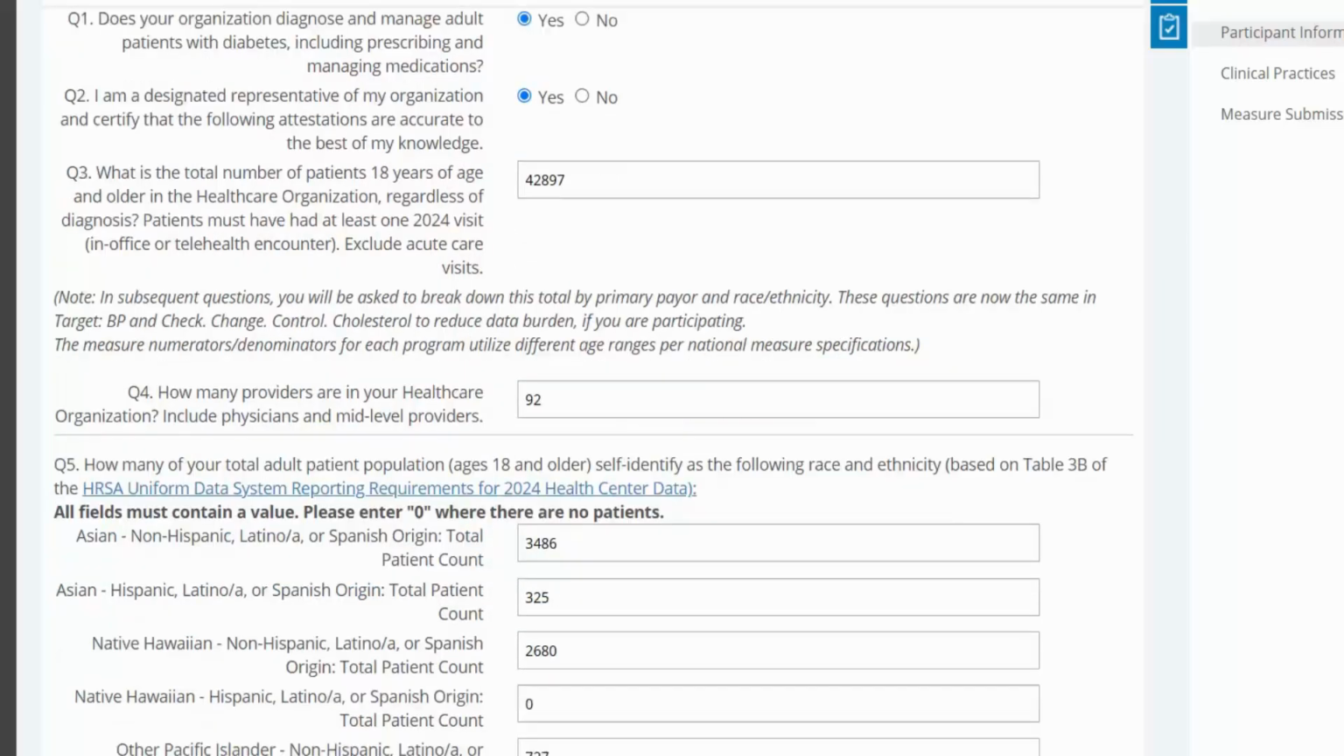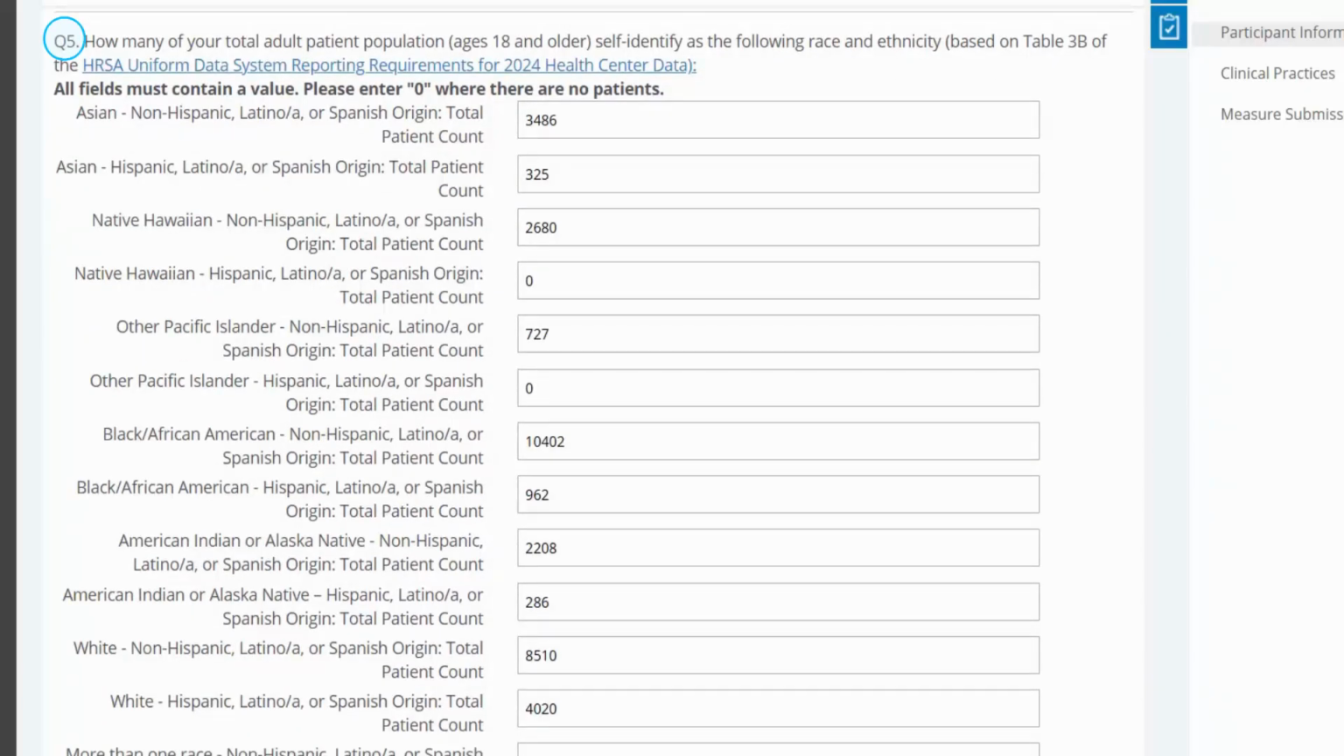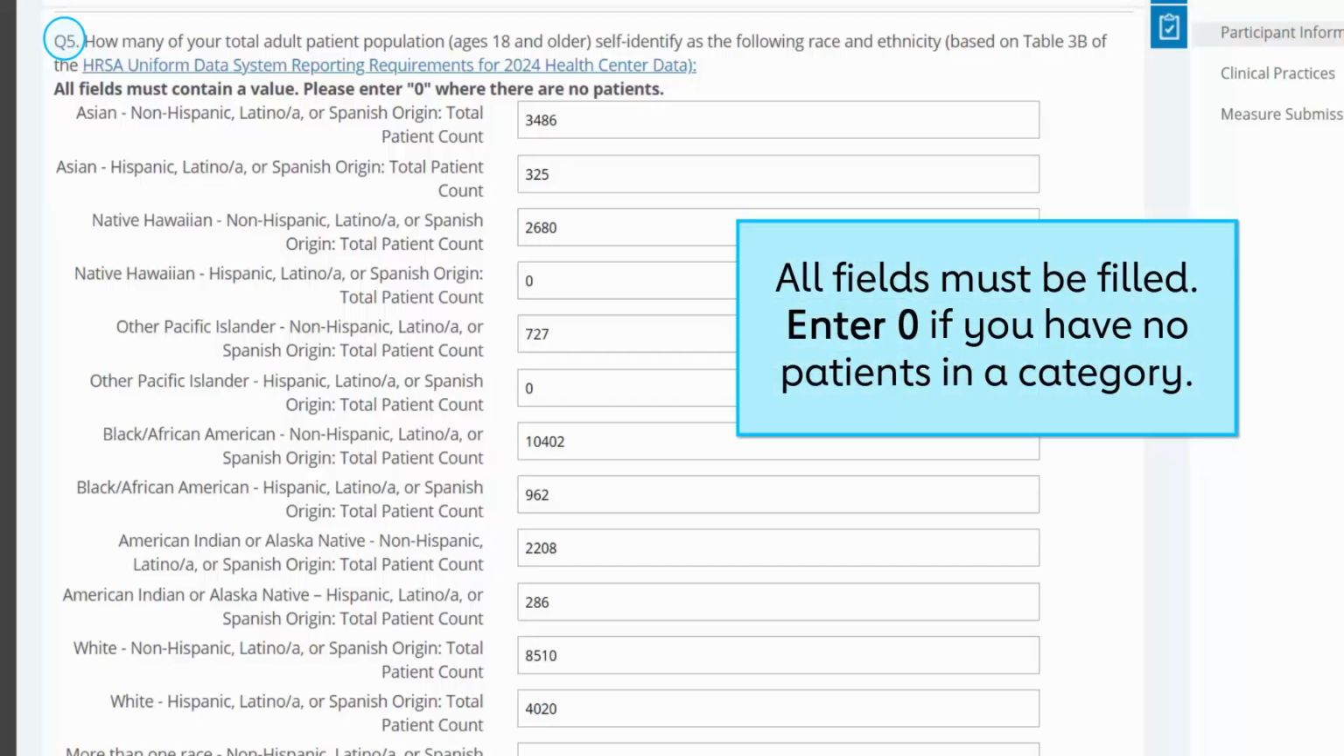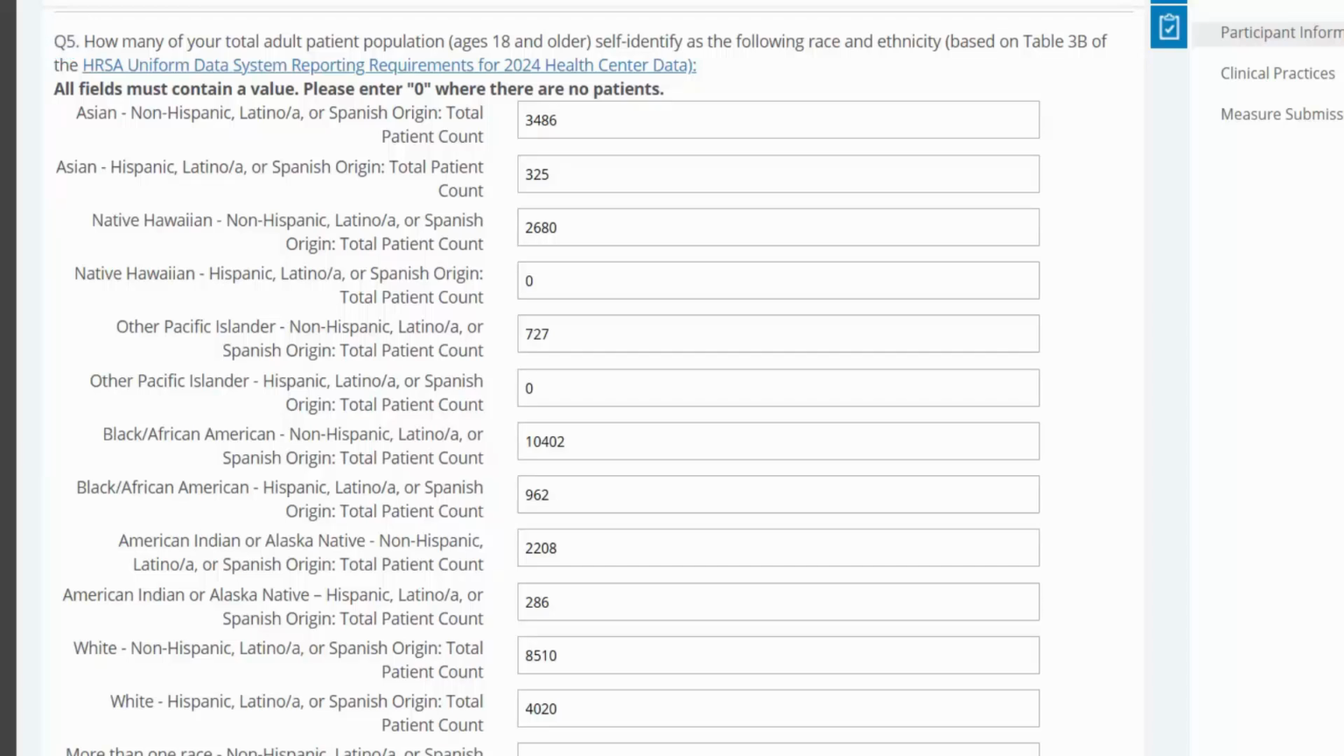In question 5, we ask for a breakdown of how your total adult patient population, ages 18 years and older, self-identify by race and ethnicity. This question is based on Table 3B of the HRSA Uniform Data System reporting requirements for 2024 health center data. The same question appears on our Target BP and Check Change Control Cholesterol program forms, so you may already have this information available. All fields must contain a value. Please enter a 0 where there are no patients.